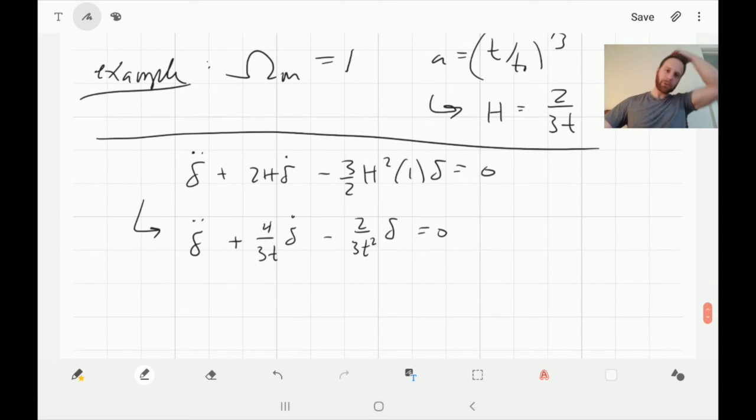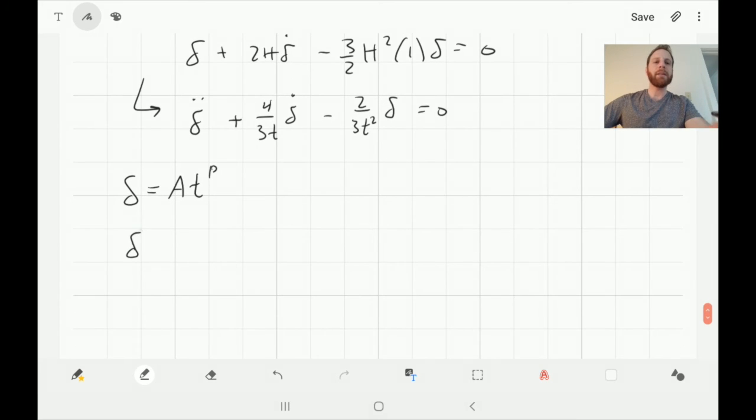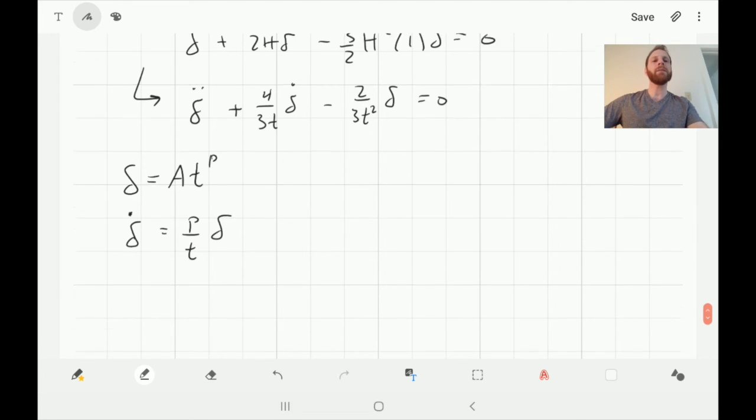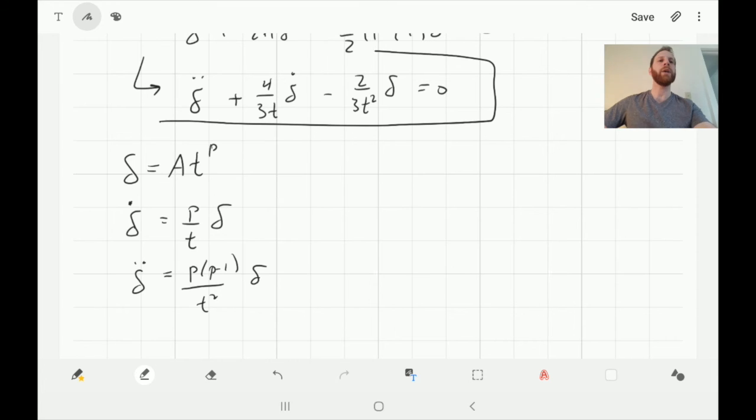All right, and then it's your task to solve this equation, and it looks like we do a simple, there's a name for this. Oh, the Frobenius method, more or less. You could write down a series solution, but we're just going to guess that delta is equal to some a times t to the p, which means that delta dot is equal to p over t times delta, and delta double dot, so you bring down a p, you bring down a p minus 1. I think that means that this is p times p minus 1 over t squared times delta. You can check that.